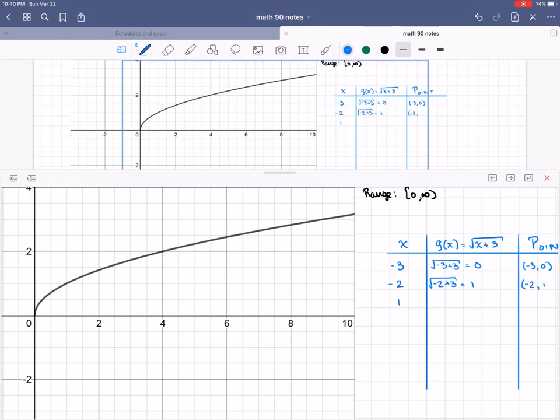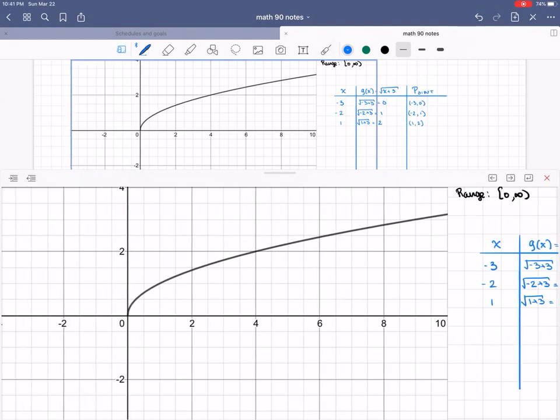So this is negative 2 comma 1, and then 1 plus 3, that's 4. The square root of 4 is 2. So I think you all can see why I picked those 3 values, because they're the ones that resulted in nice perfect squares underneath the square root. Okay, here goes. So I'm going to plot these points.